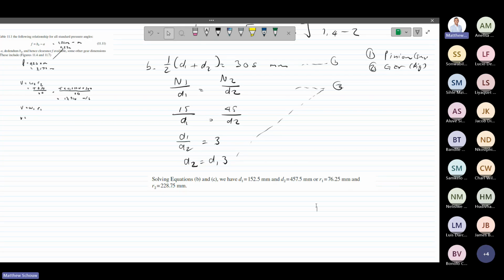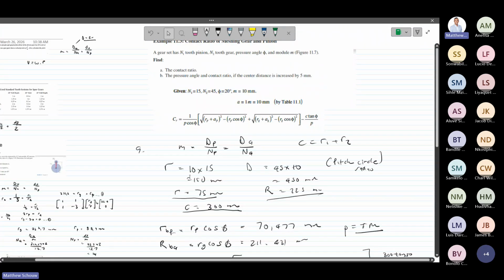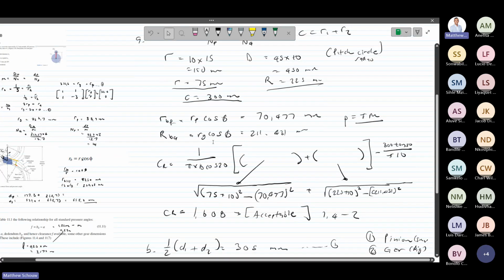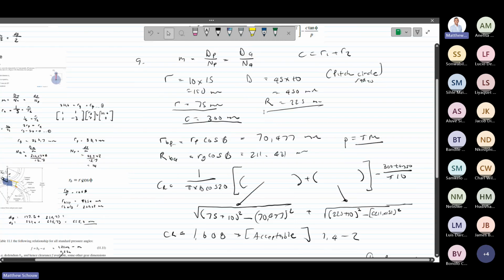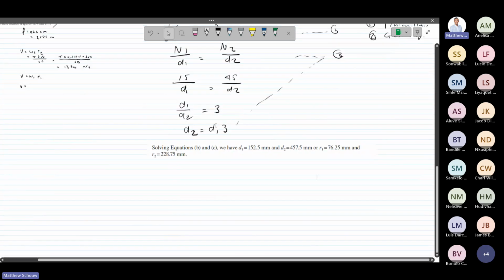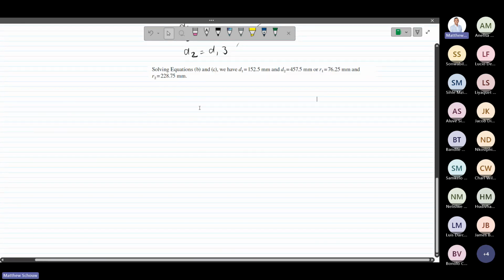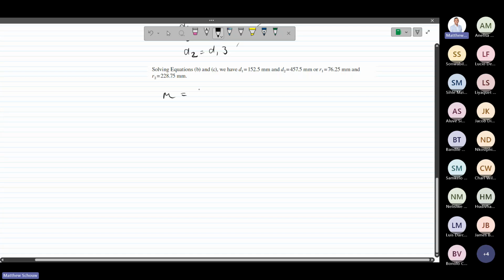Okay, so once that is done, we now have to restart this whole procedure from here. Not the whole procedure, but we have to make some adjustments. For instance, the next step is we have to recalculate the module. If you remember, your module is your pitch circle diameter divided by your number of teeth. So we've got to do that.